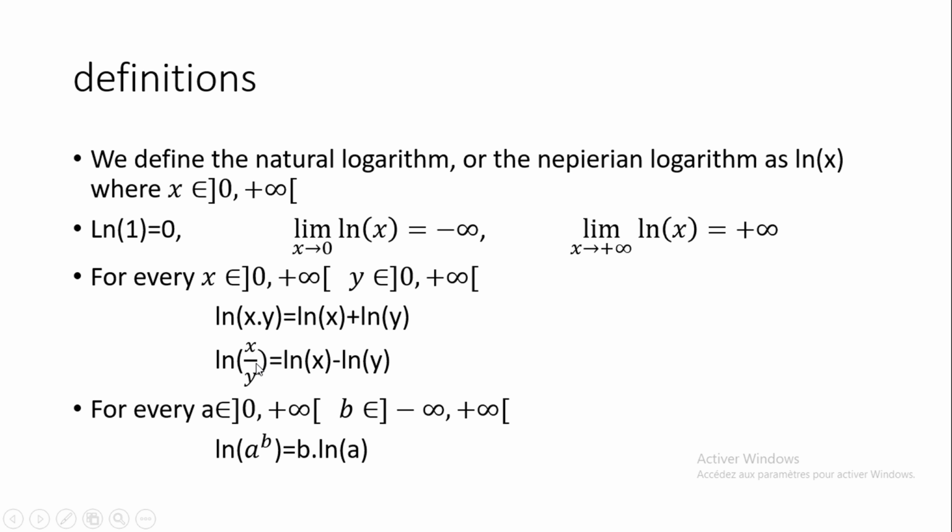And here, when we have a division, x divided by y, we get the logarithm of x minus the logarithm of y. For every a in 0 plus infinity and b in minus infinity plus infinity, we have the logarithm of a to the power b is equal to b times the logarithm of a. So we take this b out and we make it a multiplication factor here.